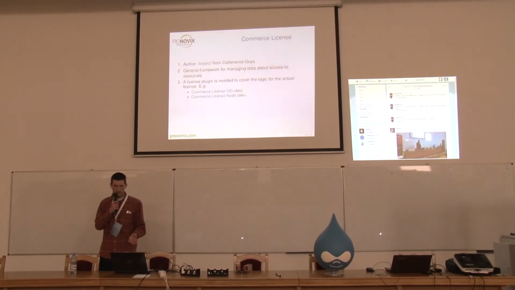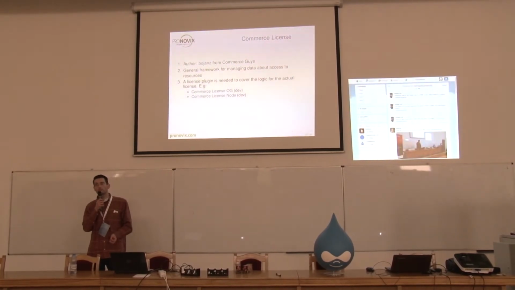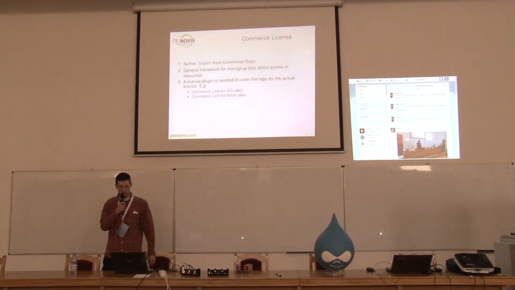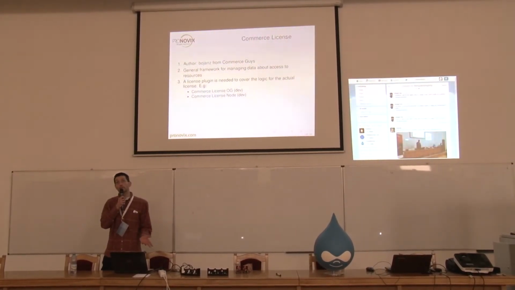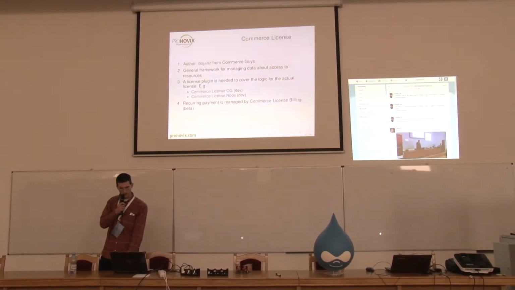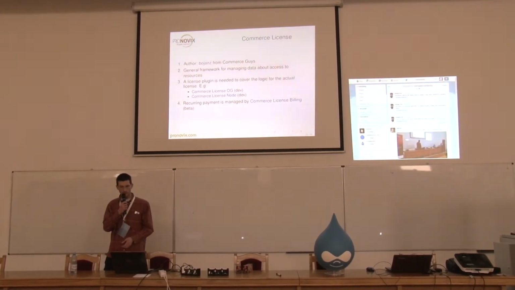For example, if you are selling organic group memberships on your site, then there's this commerce license OG module that creates this plugin. Or if you are selling nodes, then there's another module. But in a general case, if you sell external resources or anything else, you need to write a plugin to handle that. And there's another module, this commerce license billing module, which is in beta, that handles the actual recurring payments.